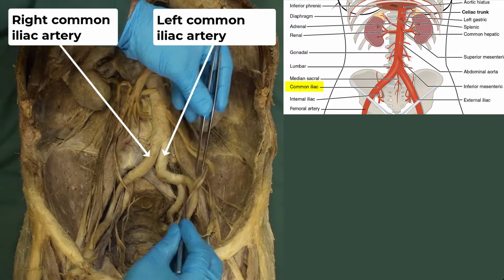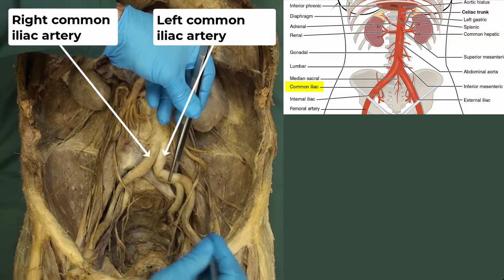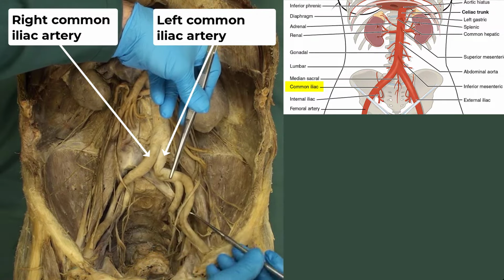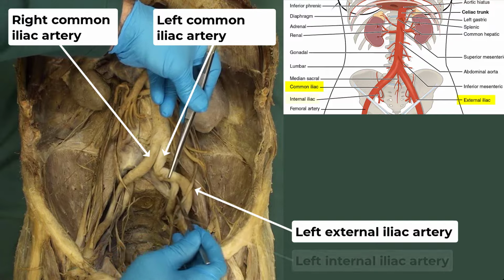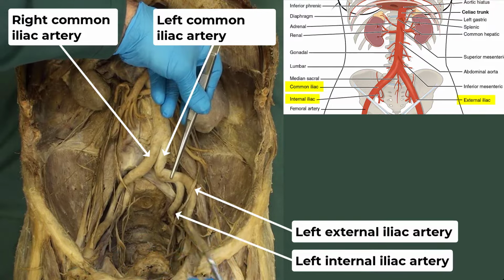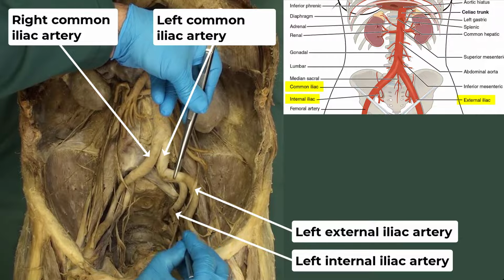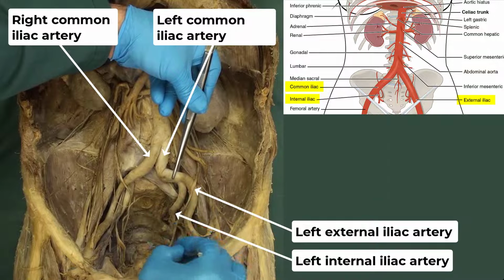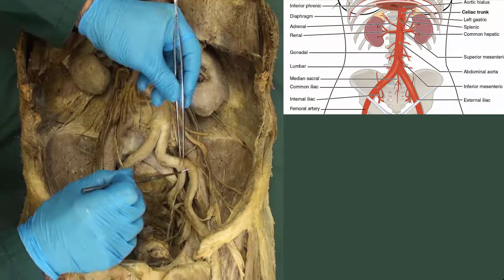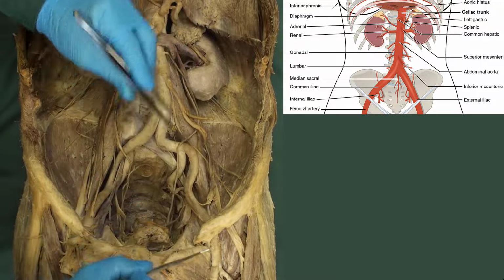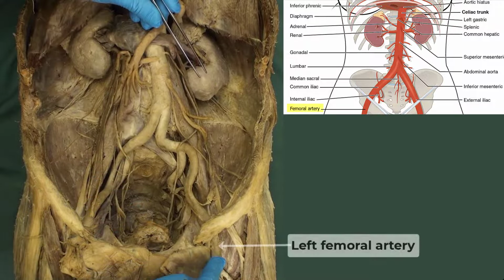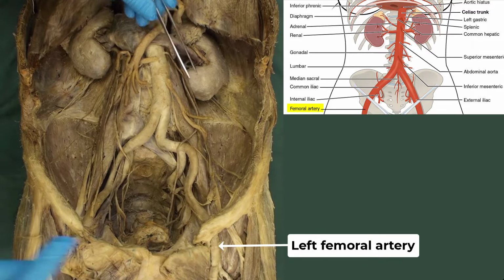And then each common iliac divides further in two branches, the external iliac and internal iliac. And as you recall from our pelvis video, the internal iliac is the one that goes into the pelvis and supplies the structures inside the pelvis, whereas external iliac goes all the way down and then goes to the thigh and becomes the femoral artery.